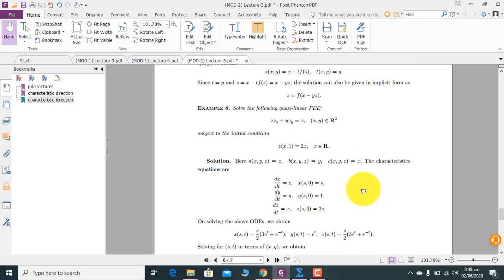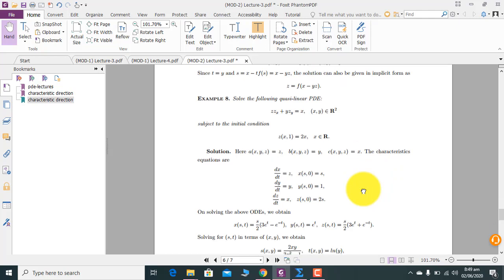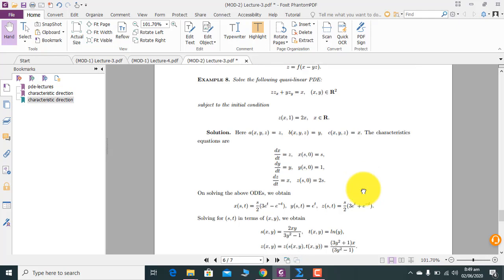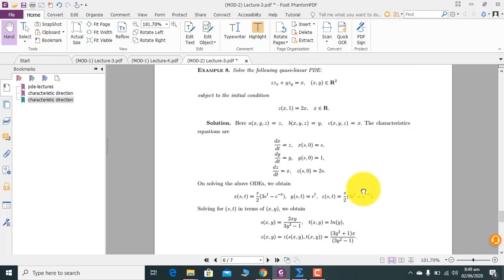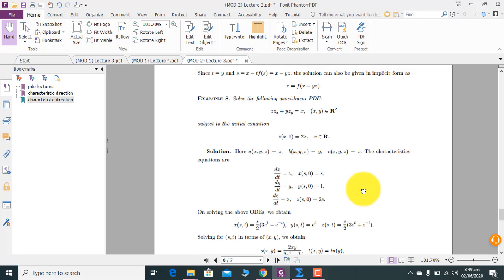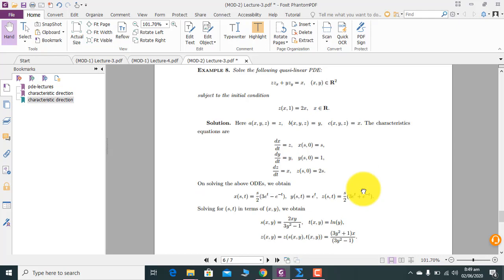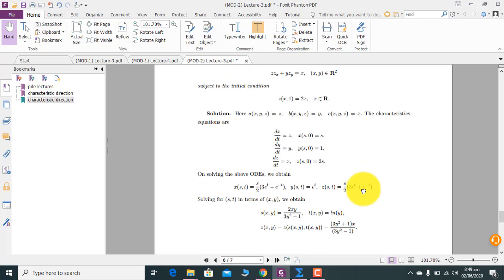The next example is also related to quasi-linear partial differential equations. If you focus on that problem, A is z, B is y, and C is x. So step 1 was that you have to parameterize the initial curve, but I think I have not parameterized it yet. You can use the parameterization. Here A is z, B is y, and C is x. So the characteristic equations are this, this, and this.